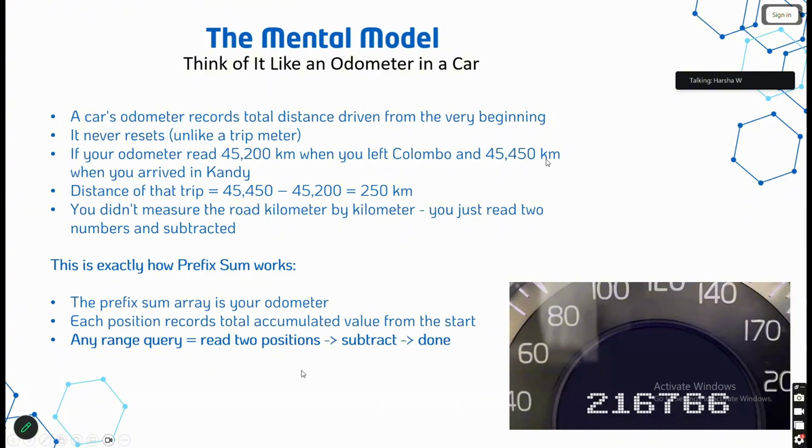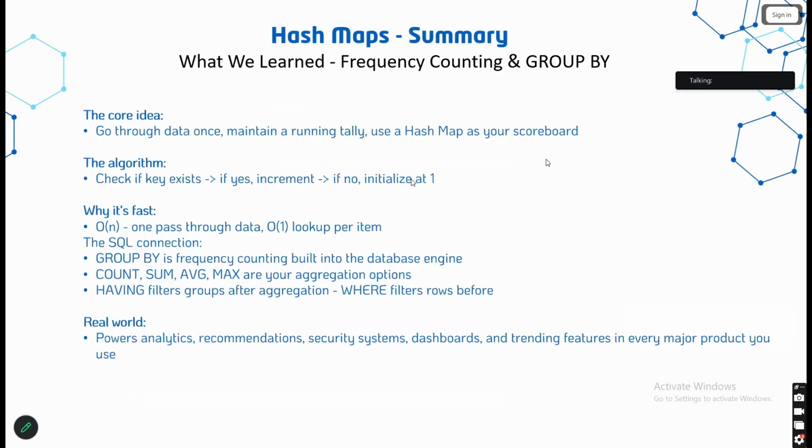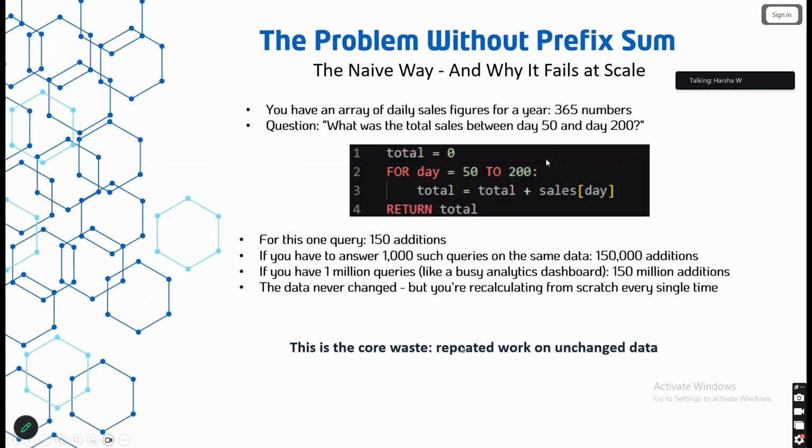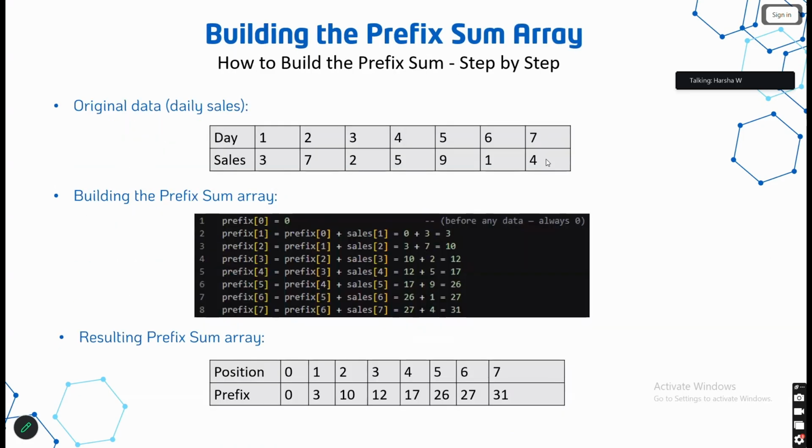So now, if I go to my earlier thing, the hash map algorithm is: if the key exists, increment; if not, initialize. Here, any range query equals read 2 values, subtract, and done. So that's the difference between these two. Again, very basic, but it has a huge impact when it comes to production systems. Mathematically, it's nothing. There's nothing to understand here as a human or as a student. But the trick is telling this to the computer, as I always say.